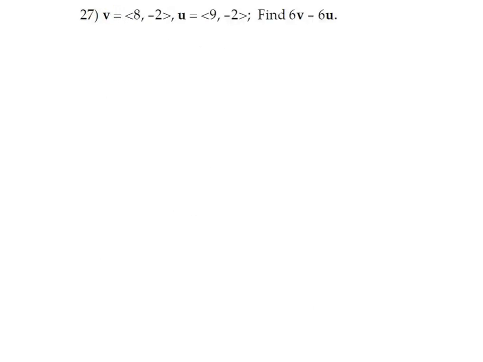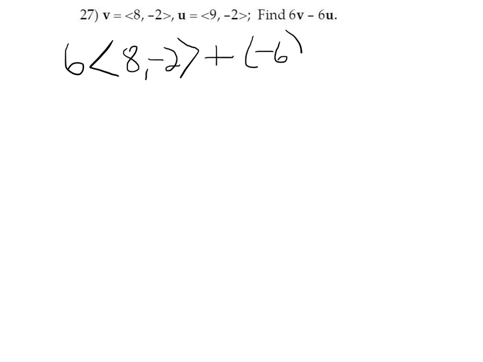So v is in component form 8 comma negative 2. And u vector is 9 comma negative 2. And we are to find 6v minus 6u. So this would be written 6 and then the vector 8 comma negative 2. And now I'm going to write plus and in parentheses negative 6 and the vector u is 9 comma negative 2. I didn't use vector brackets. The vector brackets are the greater than, less than brackets.